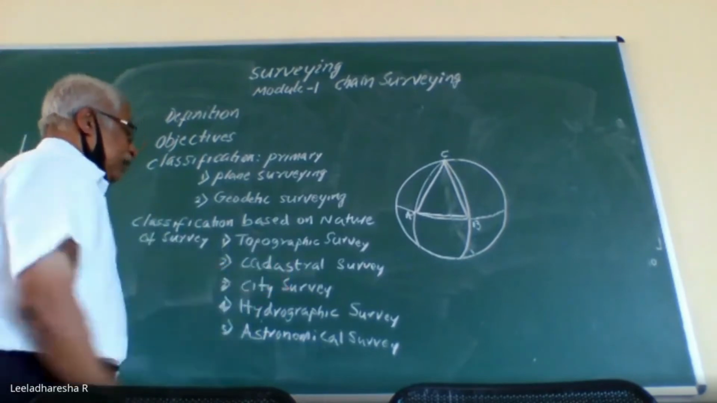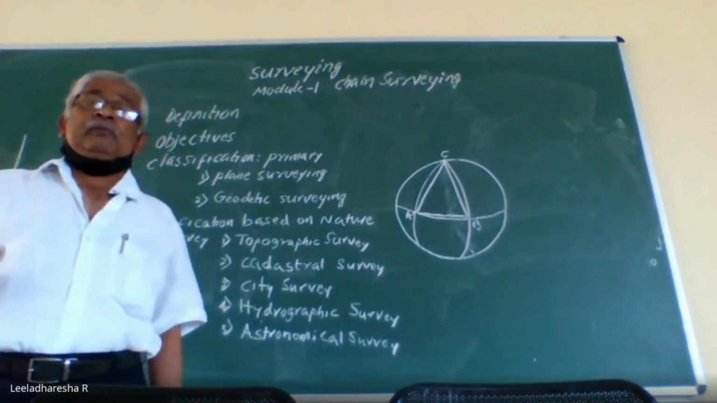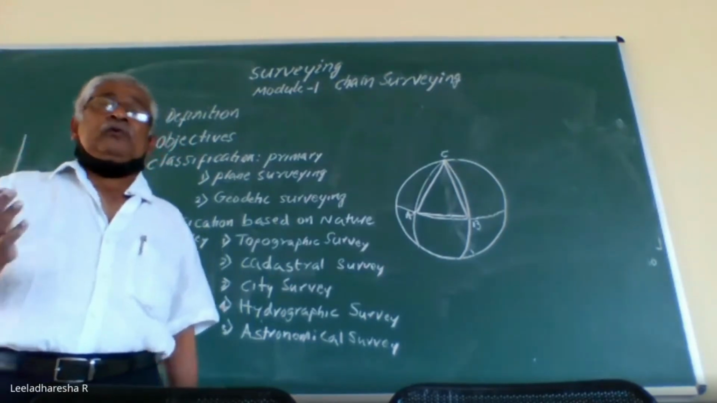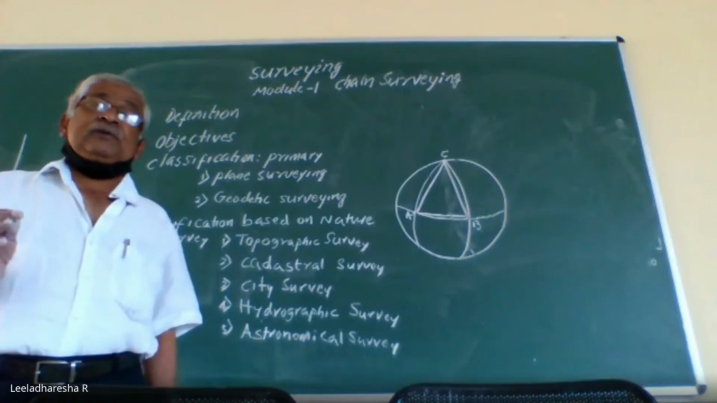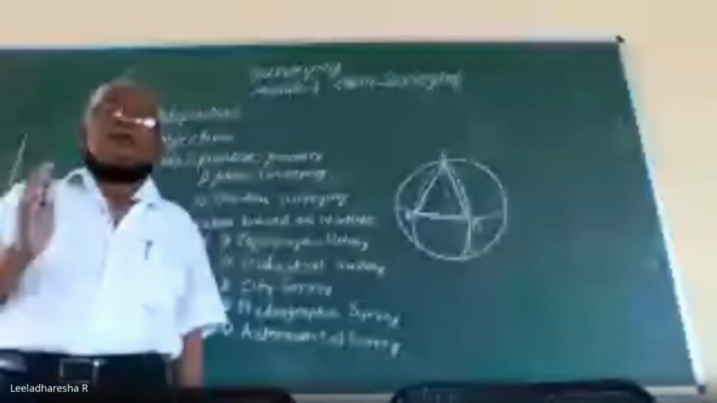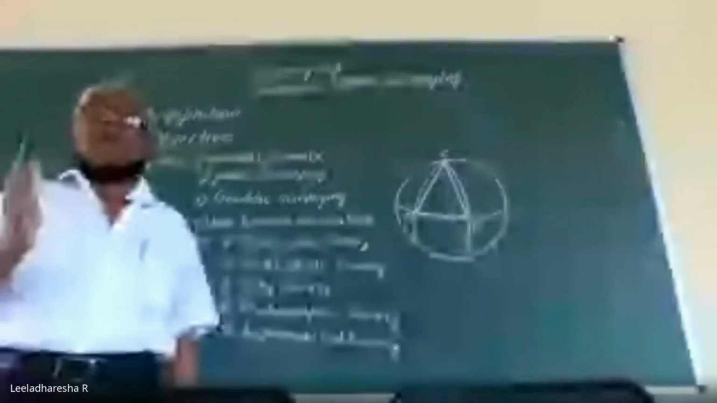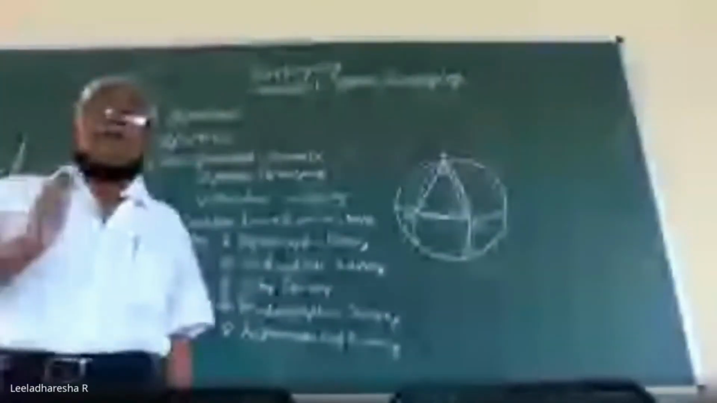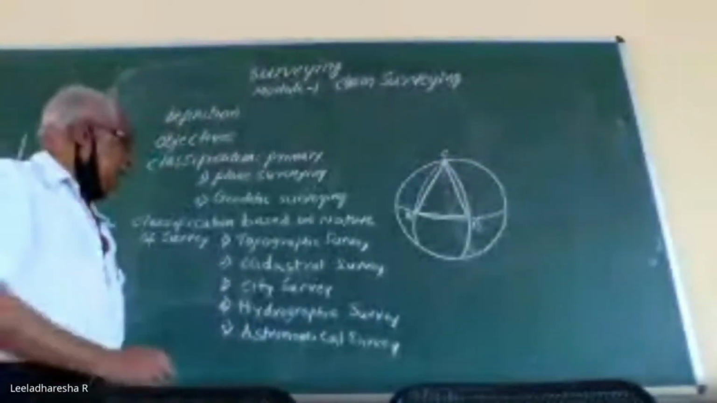Next is city survey. Say for example, you want to widen the roads and you want to go for water supply and underground drainage system for a city. So under such cases, we are going to carry the survey what is called city survey. That is, the entire map of that particular city is going to be prepared by means of the survey map.